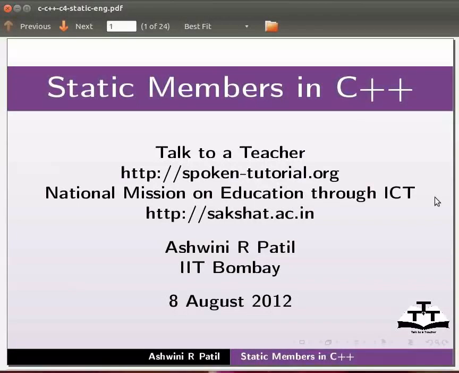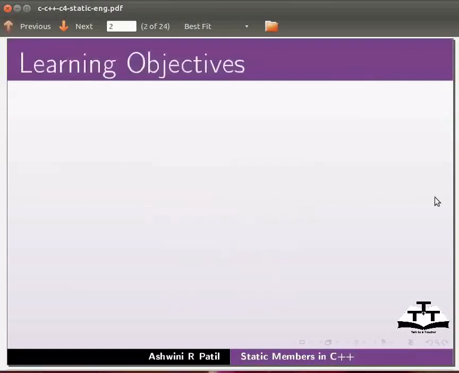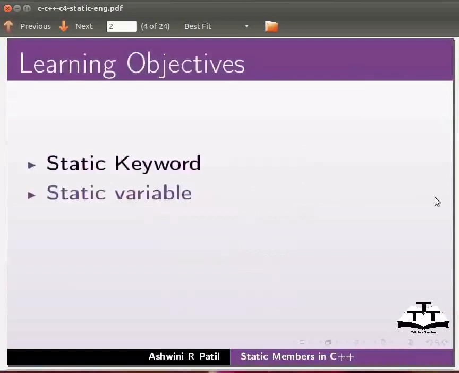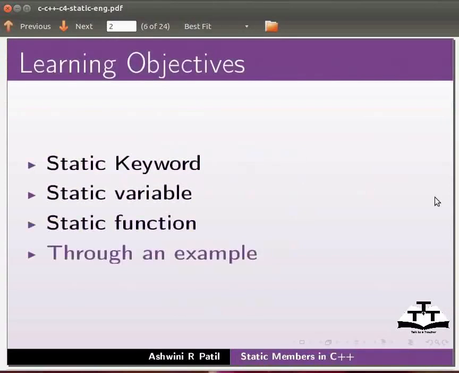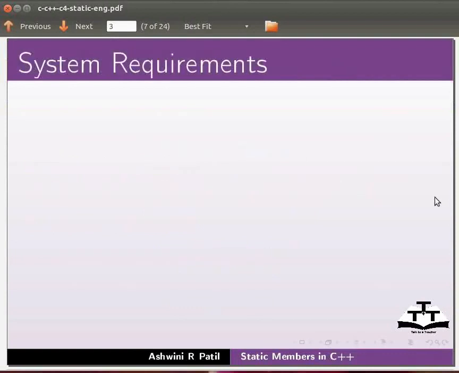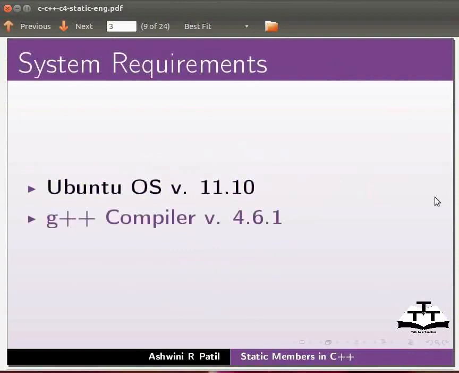Welcome to the spoken tutorial on static members in C++. In this tutorial, we will learn static keyword, static variable, static function. We will do this through an example. To record this tutorial, I am using Ubuntu operating system version 11.10, G++ compiler version 4.6.1.